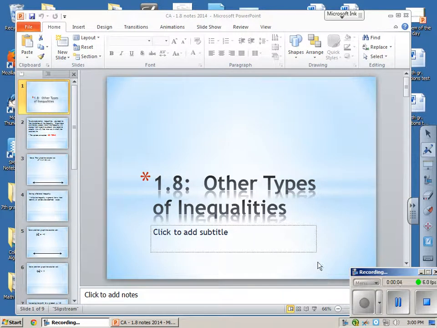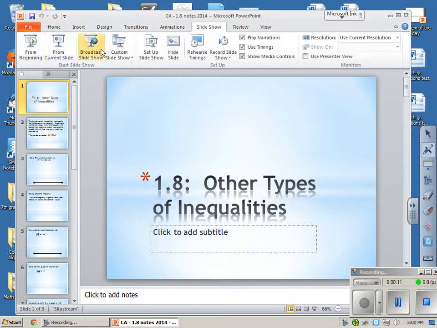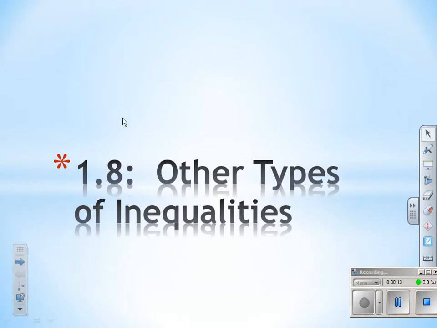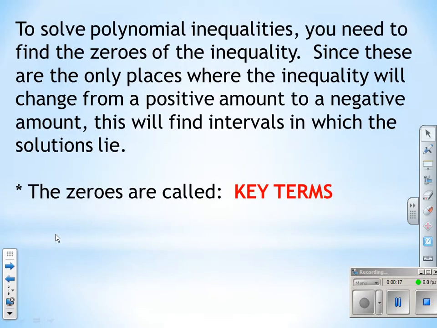This lesson is for Chapter 1, Section 8, Other Types of Inequalities. It is our final section for Chapter 1, so our test will be coming up in just a couple of days. So, we're going to be taking a look at inequalities again with this section.